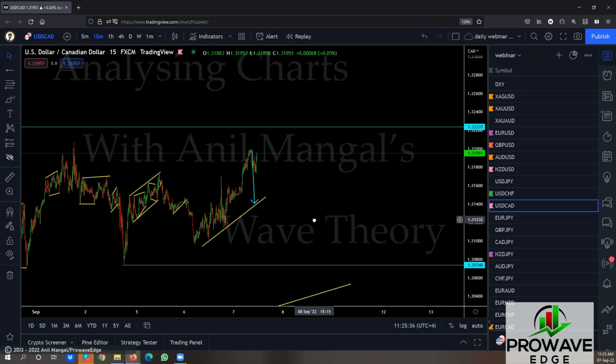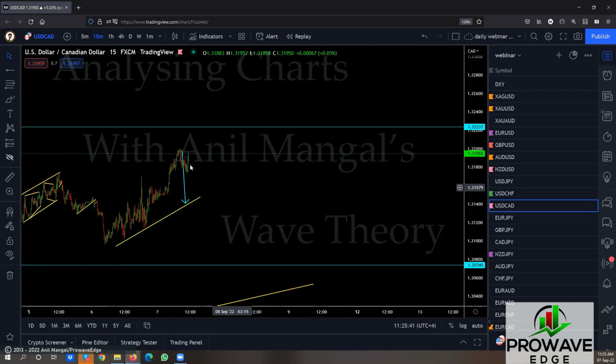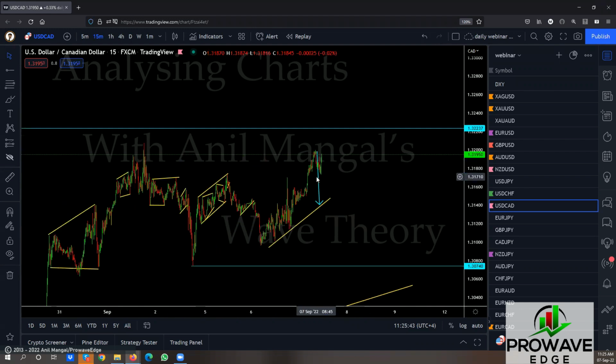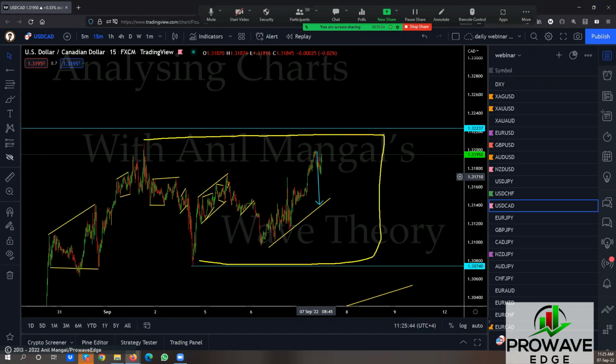If you haven't closed it, wait for a pullback, close it. So we're expecting this to pull back like this, and then I don't think we'll buy it as yet, because we're still within this consolidation range. We're still within this range.